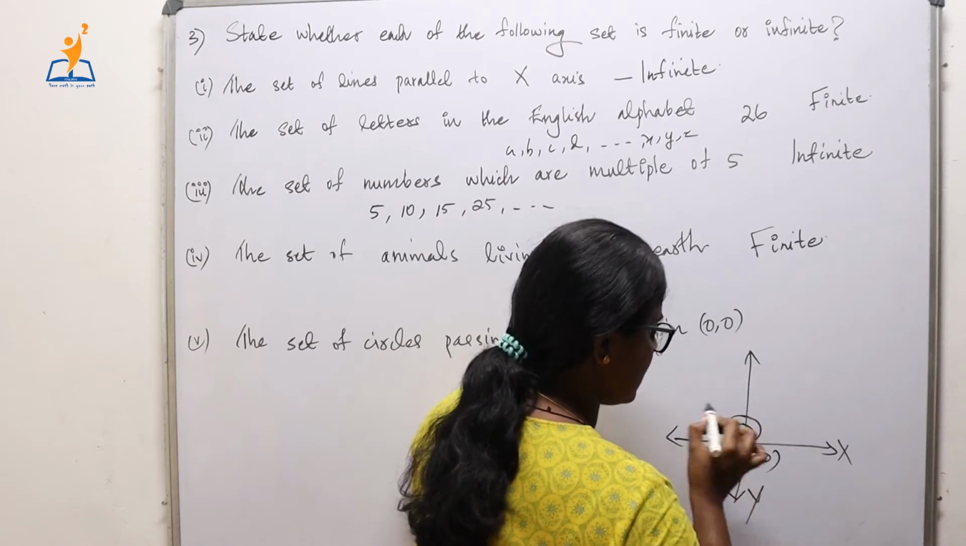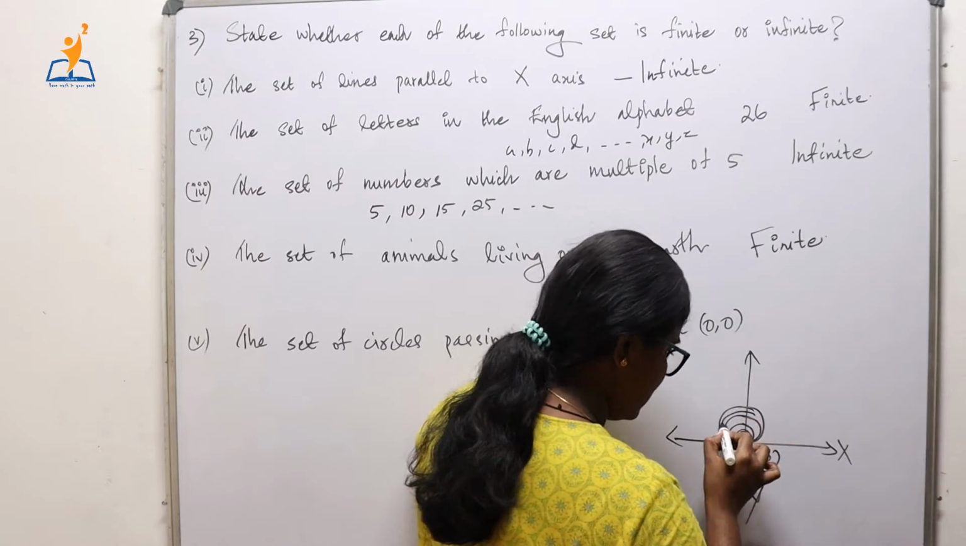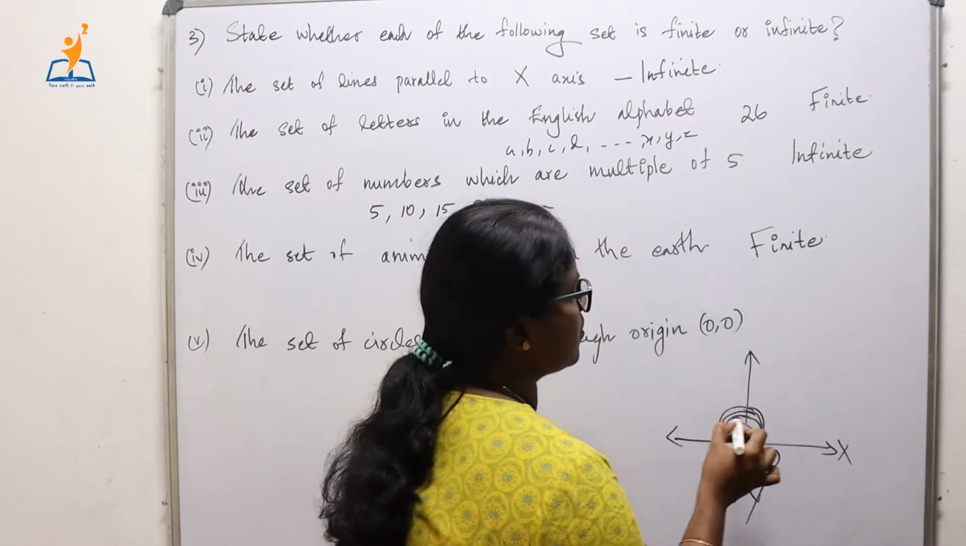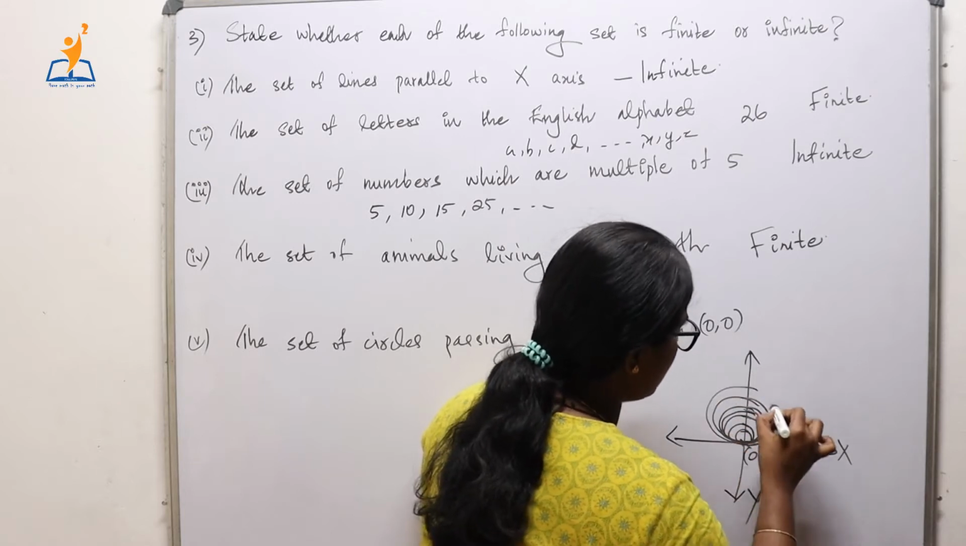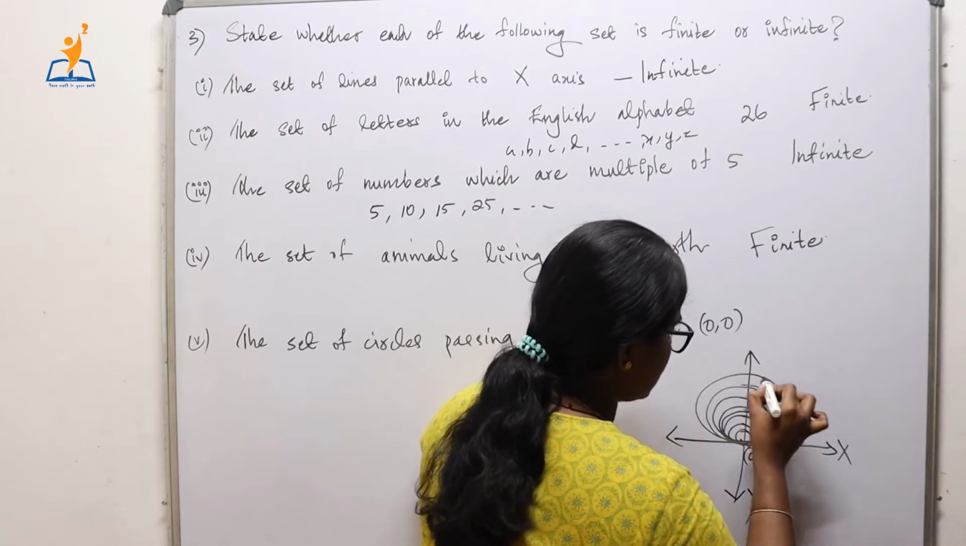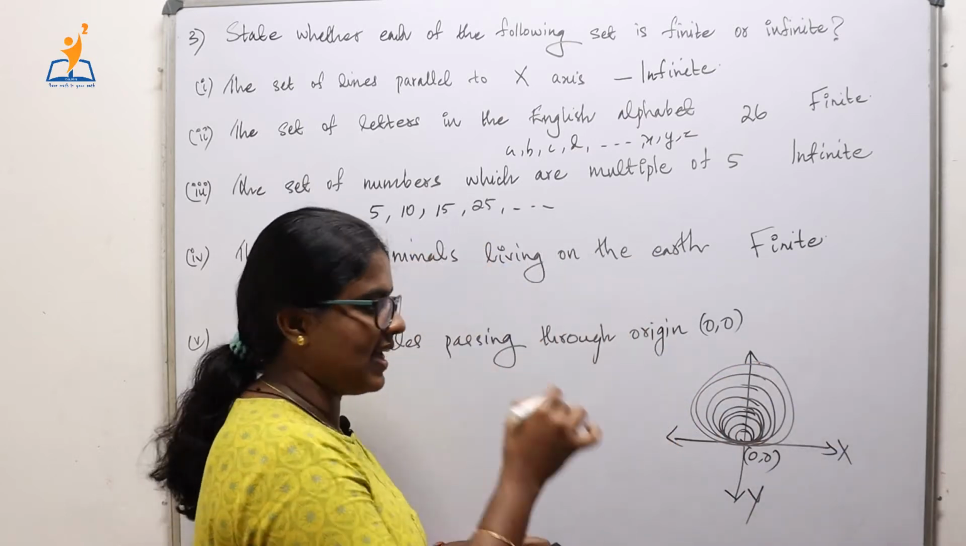This is another circle passing through the origin. This is another circle passing through the origin. This is yet another circle passing through the origin. So like this we can draw so many circles passing through the origin. We cannot stop this. It goes like that.